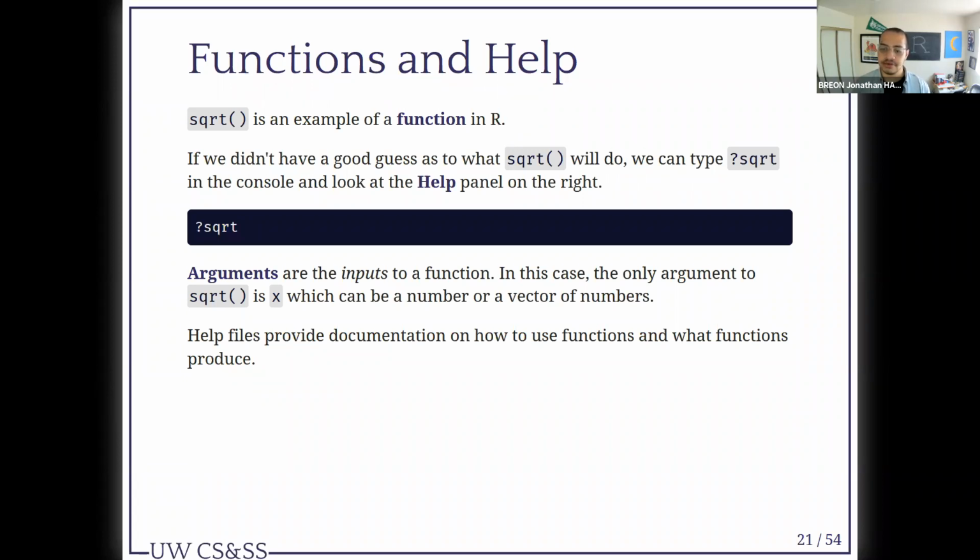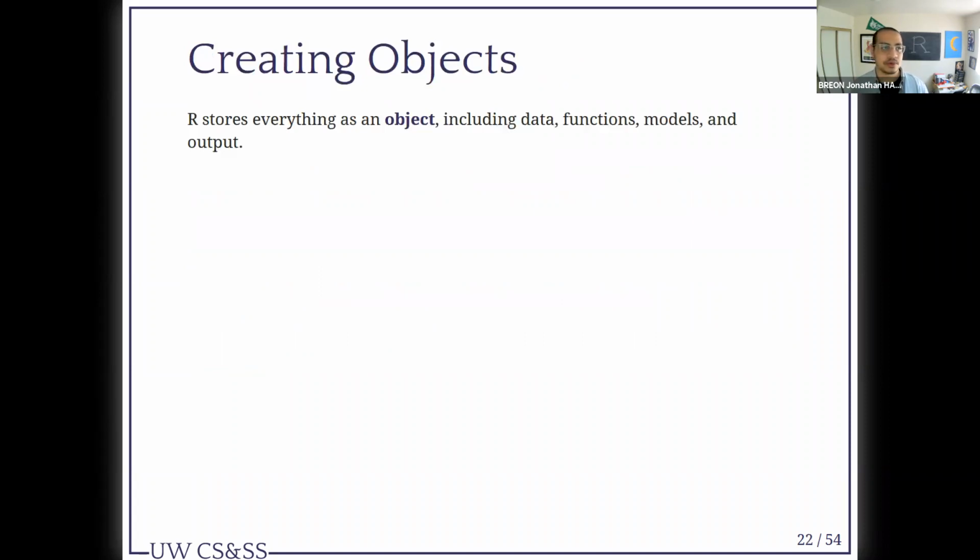Okay, arguments are the inputs to a function. In this case, the only argument to square root is x, which can be a number or a vector of numbers. Help files provide documentation on how to use functions and what functions produce. Great.